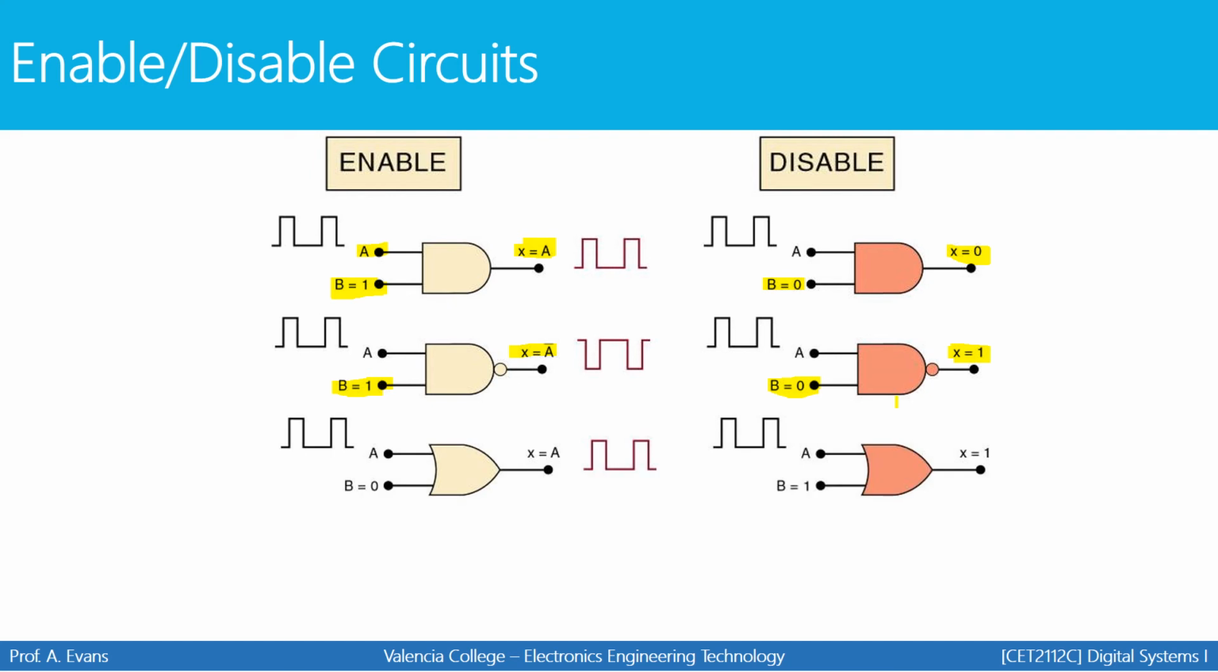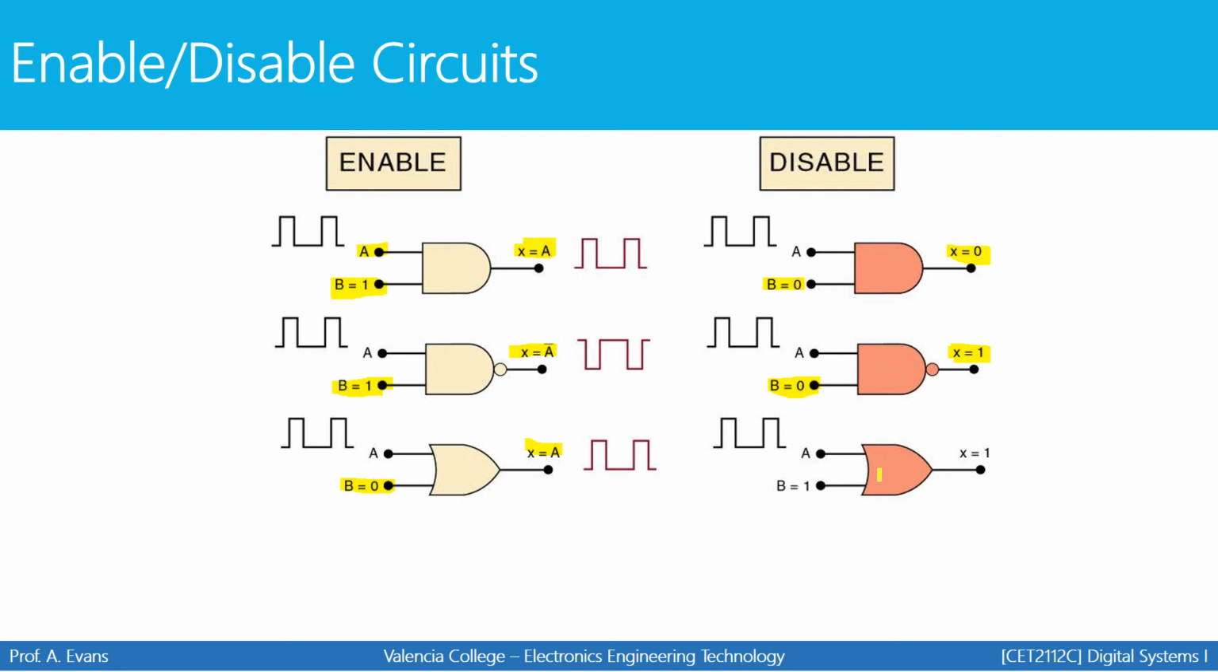Another example of enable and disable using an OR gate. If you have an OR gate and you tie input B low, then the output will be whatever A is. If A is high, the output will be high. If A is low, the output will be low. So the signal that you send in will come right back out. And we say that that signal is enabled.